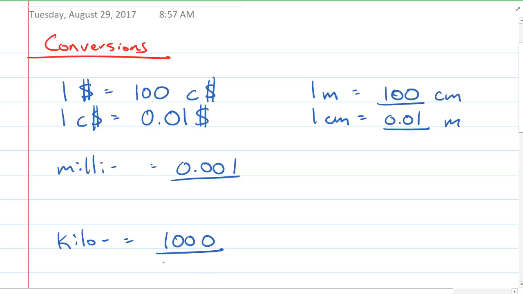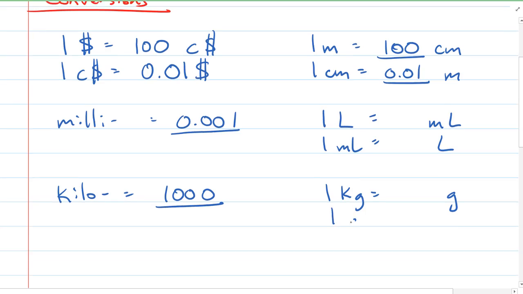So now if we apply these, we want to look at the relationship between liters and milliliters. If we have 1 milliliter, express this in units of liters. And likewise, if we have 1 kilogram, we want to express this in units of grams. Or if we have 1 gram, express this in units of kilograms.